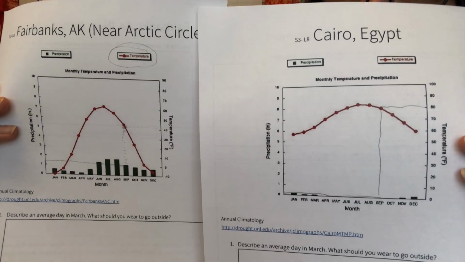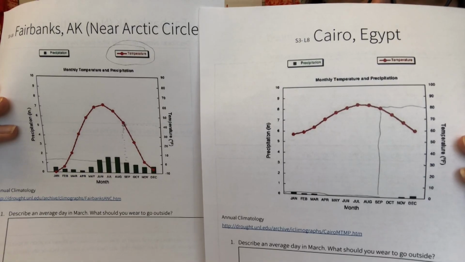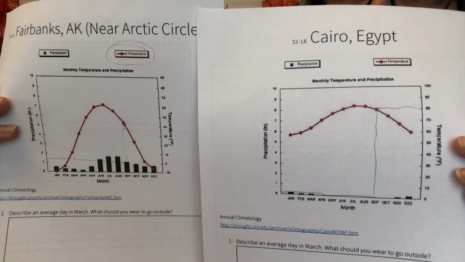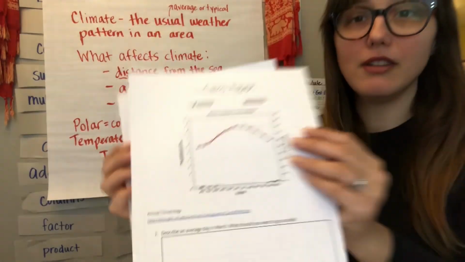And how does their precipitation compare? Remember, precipitation are those green bars. They're almost non-existent. Cairo gets very little rain, and that's what you would expect in a desert climate.